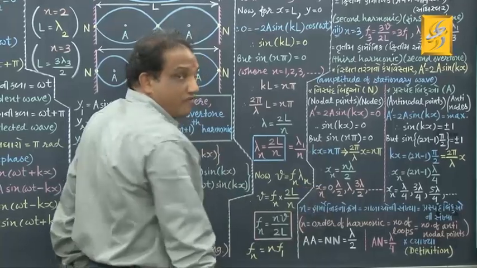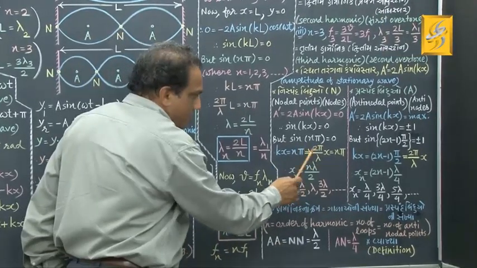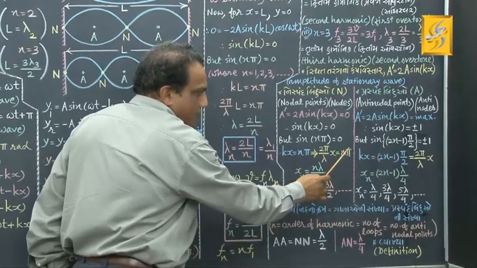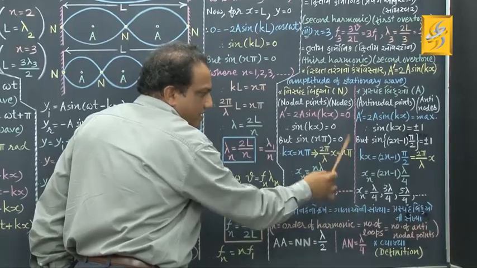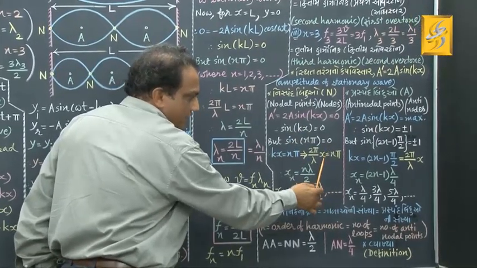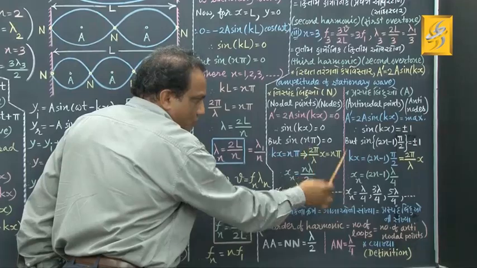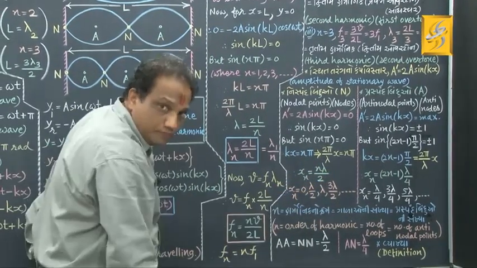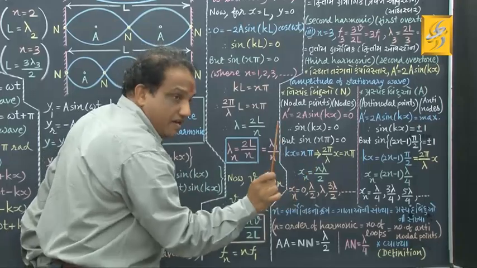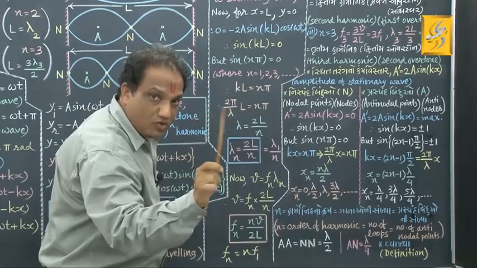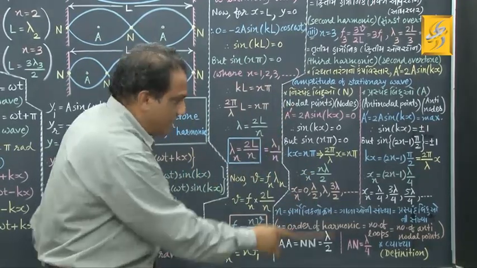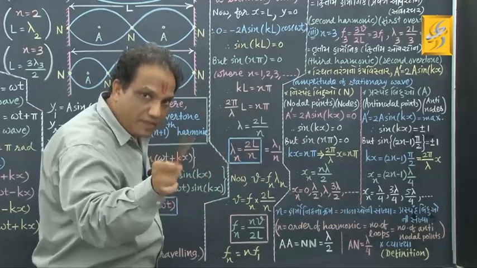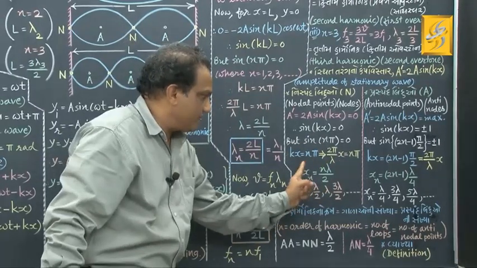What is k? Wave vector. It is 2 pi upon lambda into x. That equals n pi. The pi's cancel. Find x. It will be n lambda upon 2. X equals n lambda upon 2. But as you change the value of n, say 0, 1, 2, 3, and so on, the x value will also change. That's why instead of x, I am putting xn.